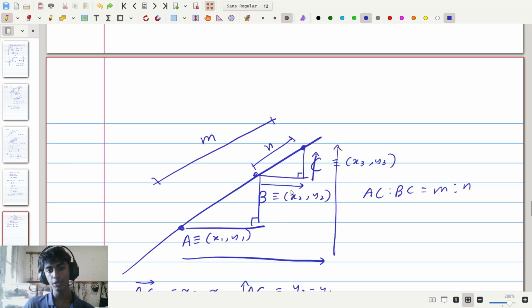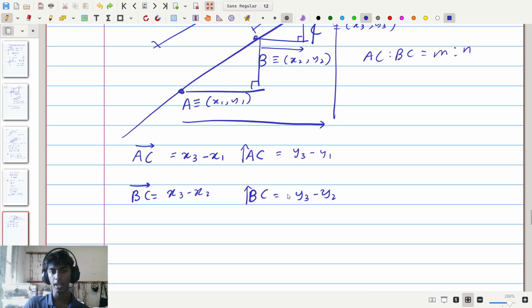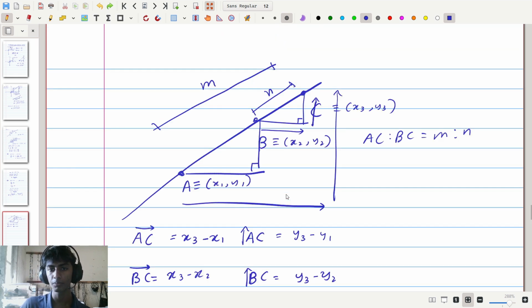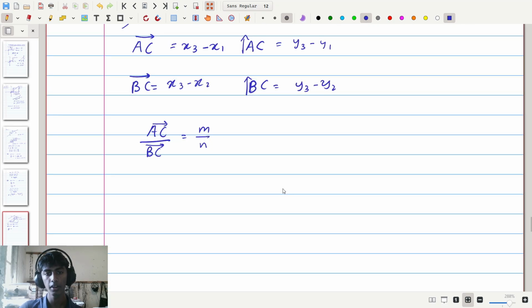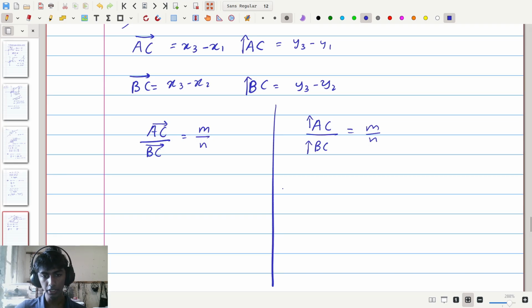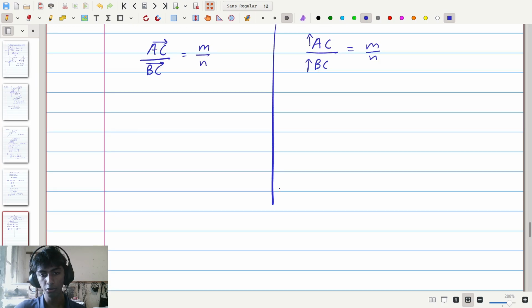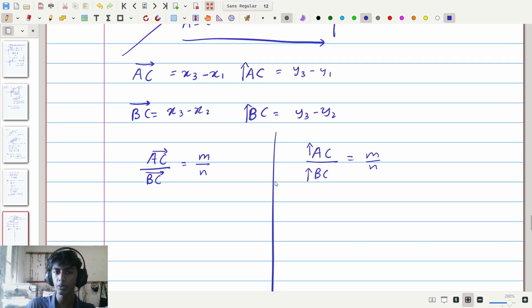So now again, if we do the same thing, considering these lengths and considering the ratio of AC to BC should be m to n. So AC horizontal divided by BC horizontal, by the similar triangle argument, should also be equal to the ratio m to n. Also, by the similar triangle argument, the AC vertical distance to the BC vertical distance should also be equal to that same ratio m to n. Let's now solve these simultaneously. On the left side we will do the horizontal distance to get the x coordinate. On the right side we will do the vertical distance to get the y coordinate.